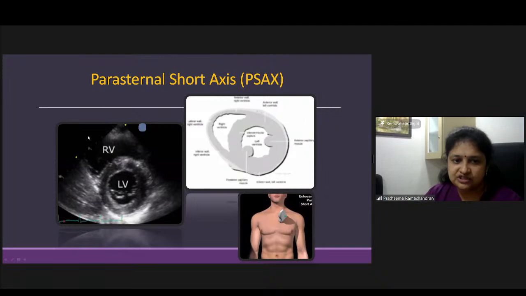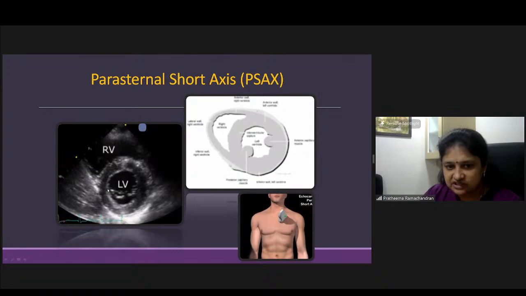And if the right ventricle pressure is very high, then we can see that it can be pressing over the left ventricle. So this is a normal patient, a normal heart, so we don't see any pathological feature. So this is how a parasternal short axis is seen. In this, we can see the papillary muscles and how the heart is contracting.